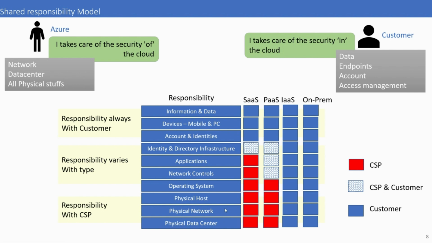So if you look into this diagram, there are certain responsibilities with the customer, there are certain responsibilities shared between the cloud service provider and the customer. That means responsibilities vary, and finally some of them are fully owned by the cloud service provider. And another important thing, if you watch both on premises and IaaS, the security and other control responsibility is fully owned by the customer.